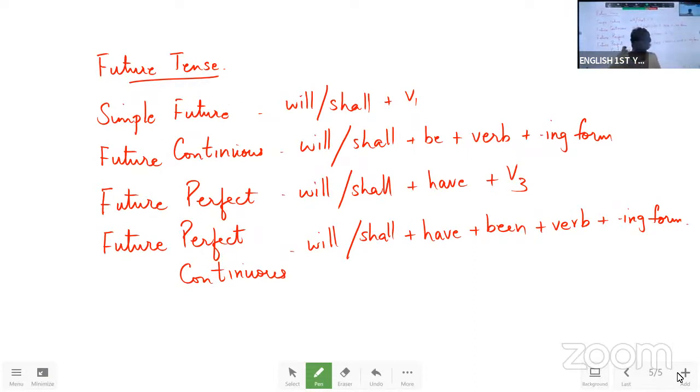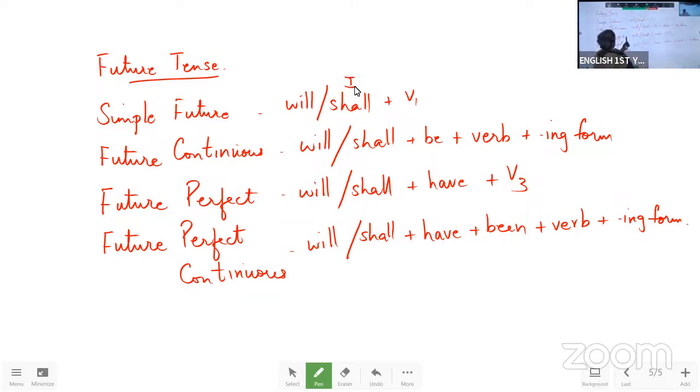Future tense. Simple future. Like I told you, with I, you use the word shall. I shall go home. But when you use she, will go home. Will is used with other persons. So I shall, will plus the base form of the verb.